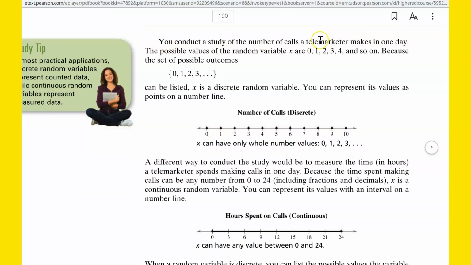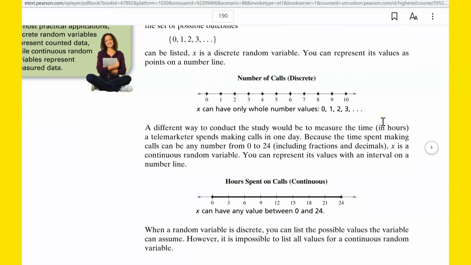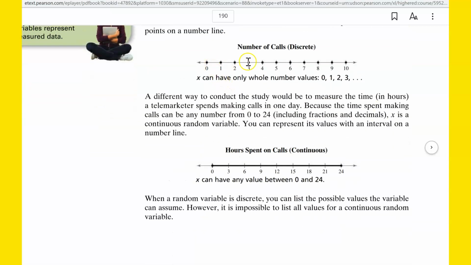You conduct a study of the number of calls a telemarketer makes in a day. The possible values of the random variable are 0, 1, 2, 3, 4, and so on. Because the set of possible outcomes, 0, 1, 2, 3, can be listed, x is a discrete random variable. I would say because you're skipping numbers between them, it's discrete. You can represent its values as points on a number line. So 0, 1, 2, 3, but you're skipping everything between those points.